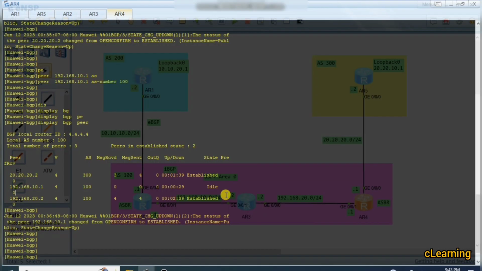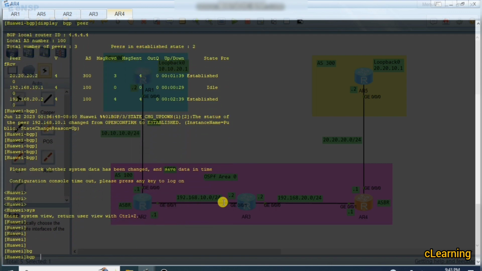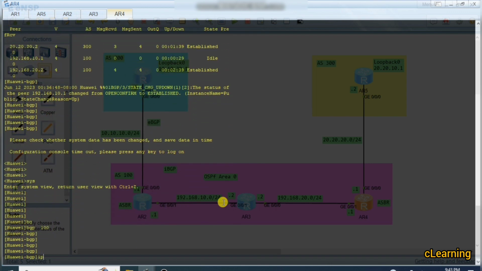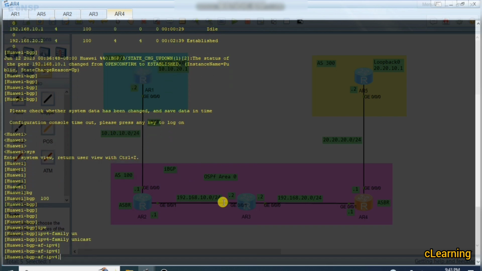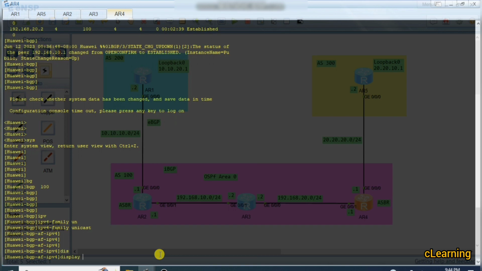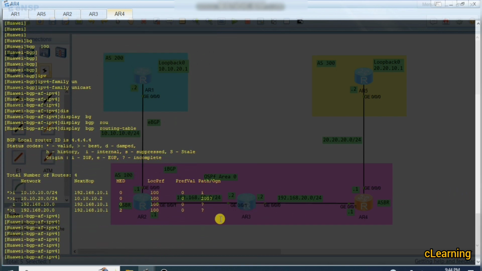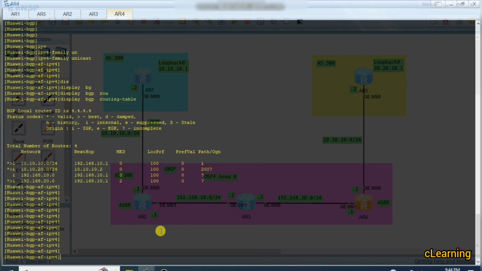Here we also tell this router: system view, BGP 100 and IPv4 family unicast. Then after this command we define the network. So import-route OSPF, all these routes will be imported in this router's BGP. Still, in this BGP routing table you can see, because they are peers, they share their routing tables. So now we define it here.